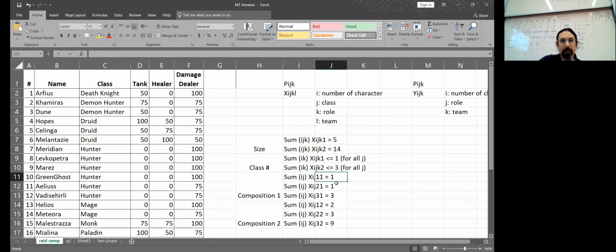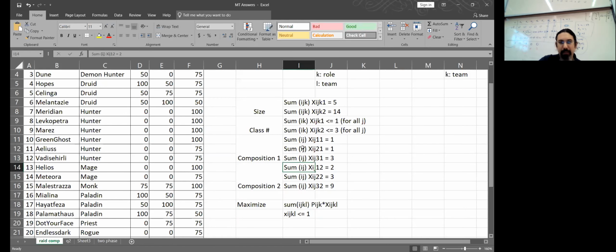And then the composition constraints. We know that we need 1 tank, 1 healer, and 3 damage dealers for the first group. So take a look over here. The K value is 1, 2, and 3. So this is the tank, the healer, and the damage dealer numbers, which are going to be 1, 1, 3. And for the second one, the composition is going to be 2, 3, and 9. So for the second team, L is always 2, and K is going to change 1, 2, 3, which will give us 2, 3, and 9 with the sum of all the X values.